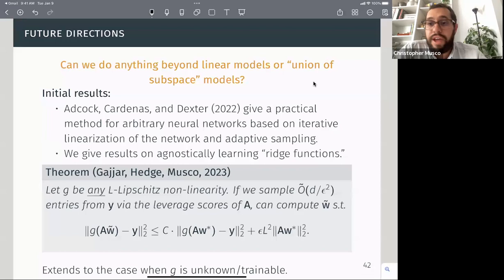There's been some initial work on extending leverage scores to this setting. Ben Adcock and some others, Cardenas and Dexter, have a result from last year that uses a cool linearization trick to apply leverage score sampling in an iterative way to deep neural networks. It's hard to get theoretical guarantees there, but you can get some pretty cool practical results. And then we have some recent results which give theoretical guarantees for learning very restrictive classes of one layer neural networks. So we can learn ridge functions using unmodified leverage score sampling, meaning we can fit functions of the form g(a·w), where g is some non-linearity. So this is a one layer neural network. But I think there are a lot of questions to be asked there, and hopefully that's something we can push further in the next couple of years.